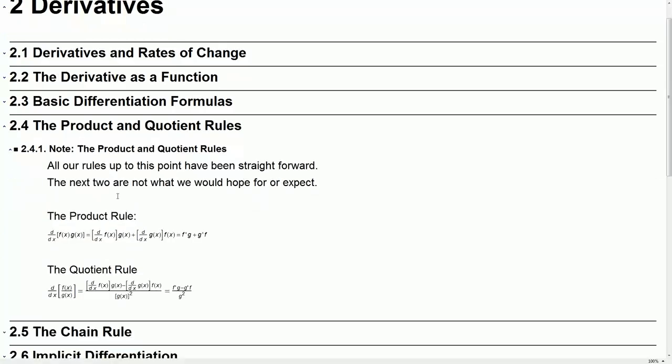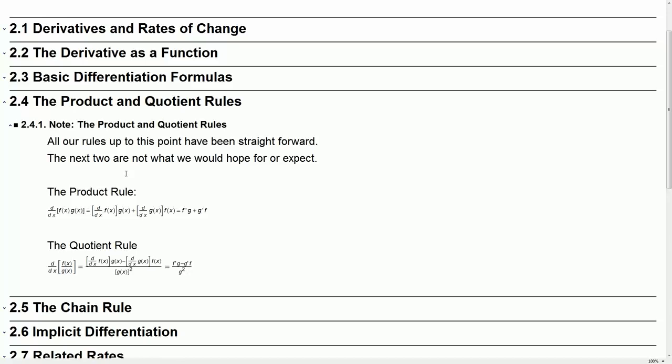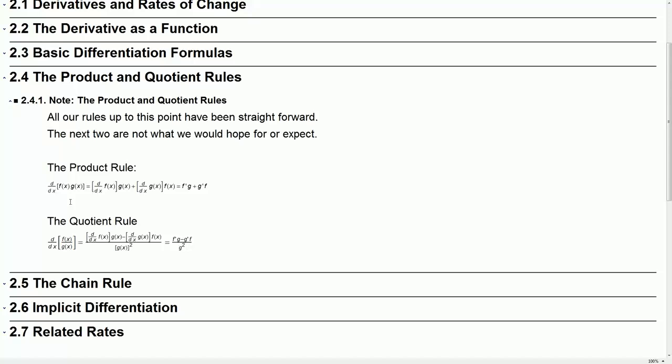Okay, everything we've seen up to this point has been straightforward. I mean, they've done what we expected them to do. Here are two rules, the product and quotient rule, that really act a lot different than you would normally think. So let's take a look at this first rule.